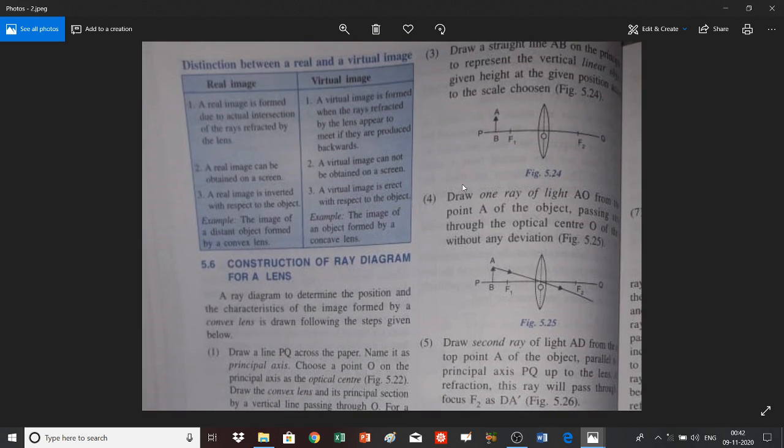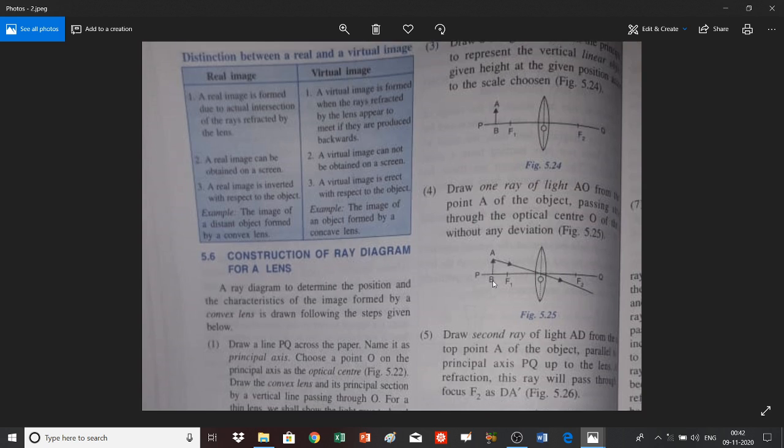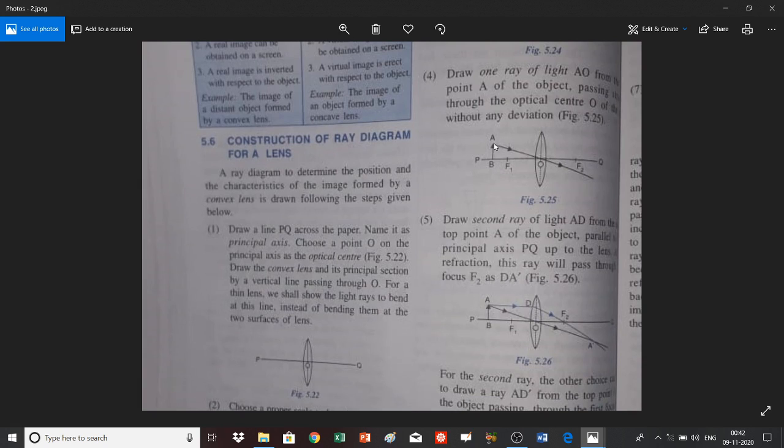Now, as we discussed earlier, you have to consider two cases. Number one: all the things are drawn once again here. First PQ, this is the principal axis, then the lens with optical center O, after that the object AB. Now draw a line which is passing through the optical center. You know that the ray passing through the optical center will proceed without any deviation, so this will pass undeviated straight in this direction. This is the first case.